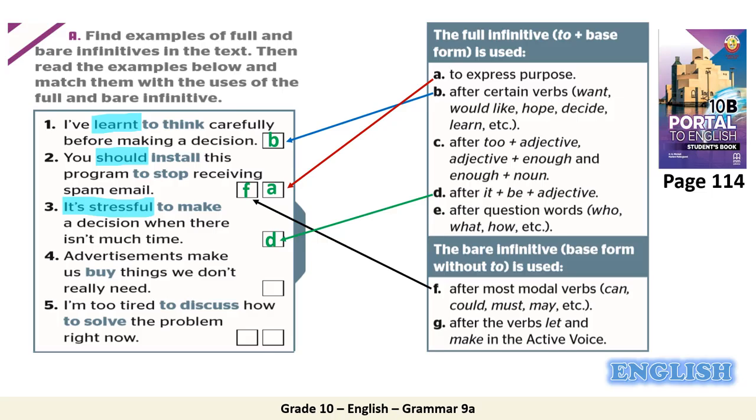Number 4, advertisements make us buy things we don't really need. Okay, here we have make. So after verbs make and let, I put a bare infinitive. Very good. So that's the use G.